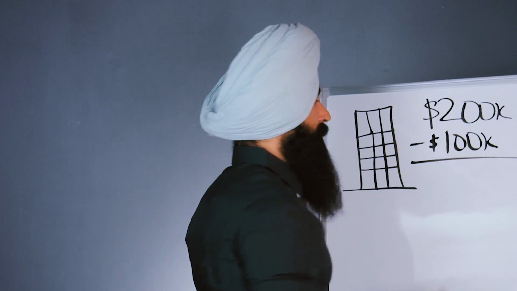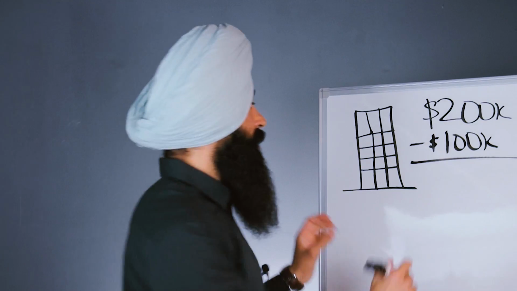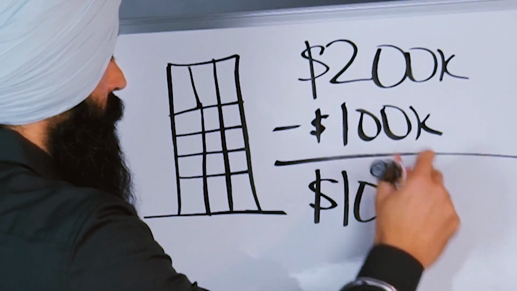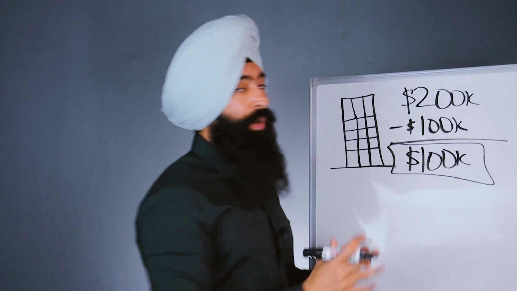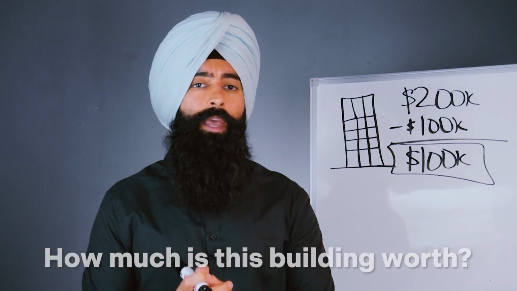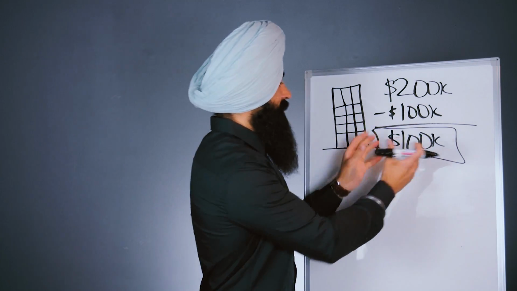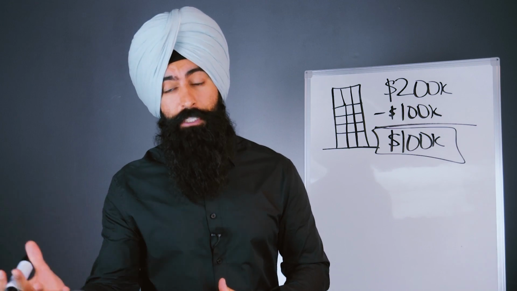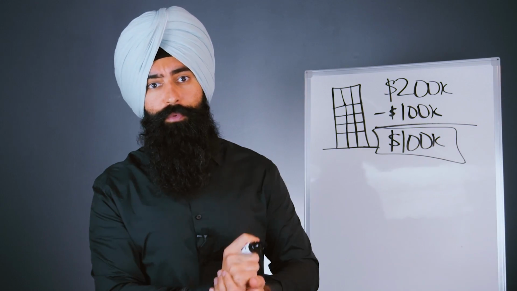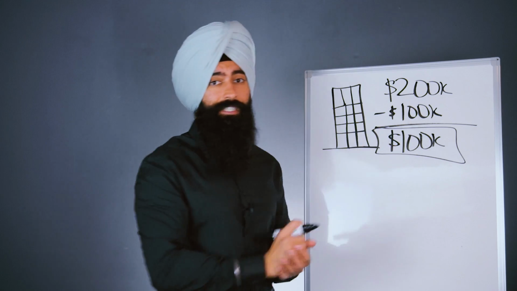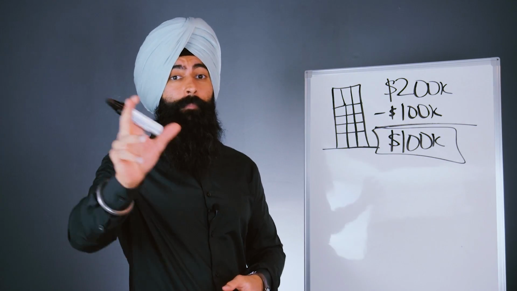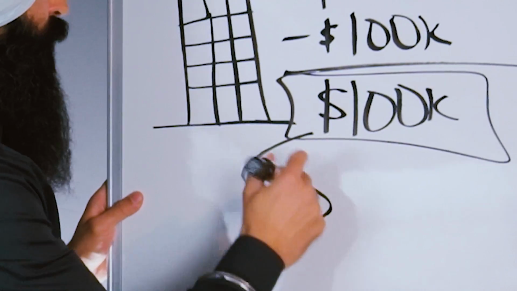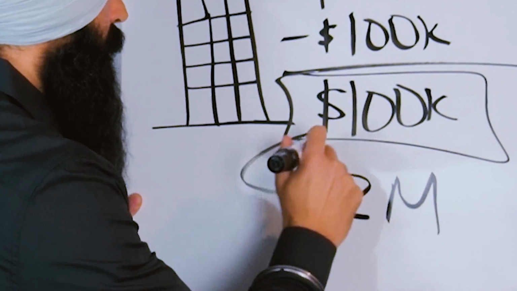I'm going to use round numbers to keep this simple, which means your net operating income, your profit before paying for your mortgage, is $100,000 a year. So now the question is, how much is this building worth? And this is where real estate investors apply a multiple to the net operating income. So if we apply a 20 times multiple, also known as a 5 cap for all the real estate investors, that means you take your net operating income, multiply it by 20, and that gives us a valuation of $2 million.